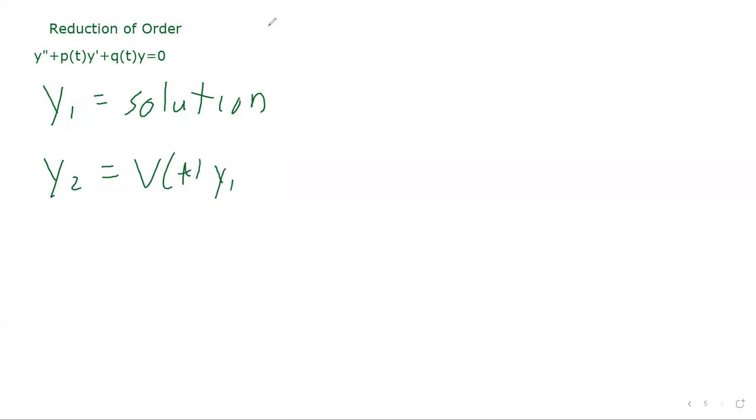Now this is a general solution. It doesn't have to be just the repeated ones. Since we know that y1 and y2 are a fundamental set, they're going to be linearly independent. So our v of t is y1 multiplied by something other than a constant to get our y2. We don't know what that is. It could be anything, but they are always going to have this relationship. With our repeated ones, v of t just turns out to be t. Just makes it nice.